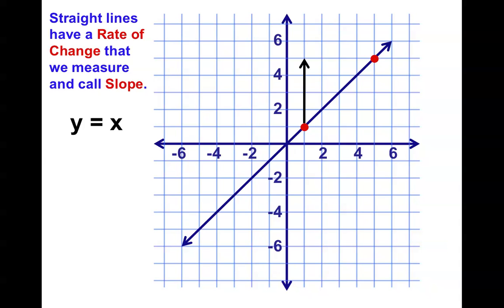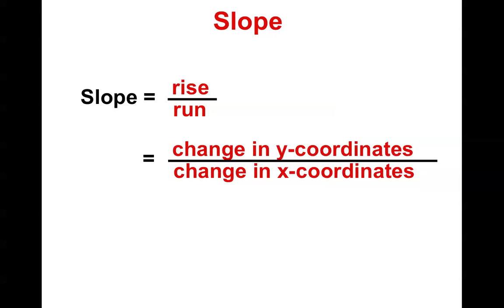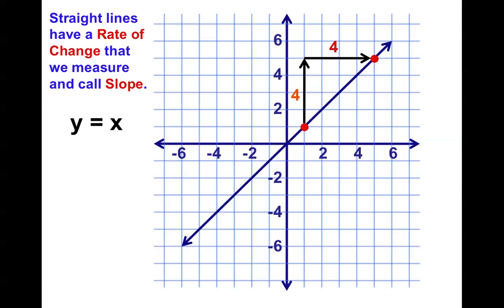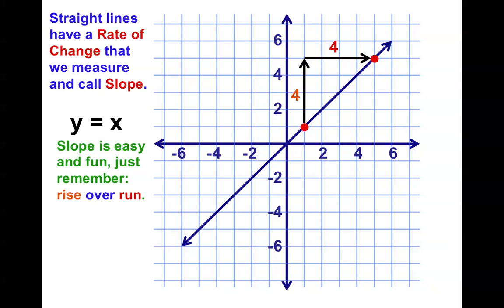Notice, when I go up 4 in order to get to the next point, I go to the right 4. Slope is known as rise over run, or the change in the y-coordinates over the change in the x-coordinates. So here we are back to this. What would the slope be? Well, the rise was 4 and the run was 4. So it's 4/4 or 1. Think about that. That's a constant rate of change for the entire graph.